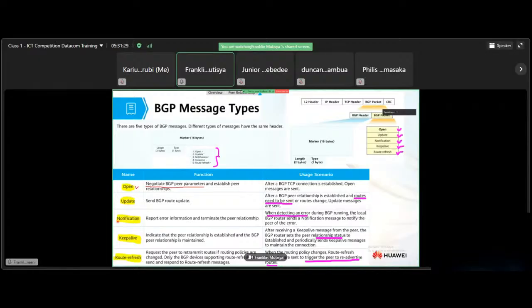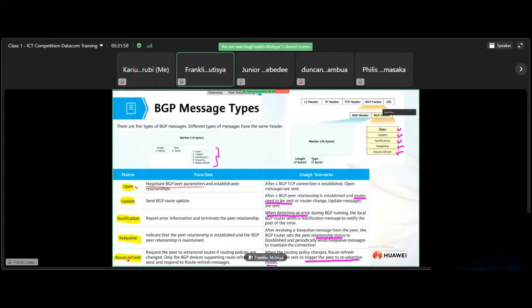We have another message known as the notification message. This one is used to report errors in information transfer. It's used to send notification messages to peer routers indicating errors in communication. Then you have another type of message known as keep alive message. Keep alive messages are used to maintain peer relationships. We call them keep alive messages.